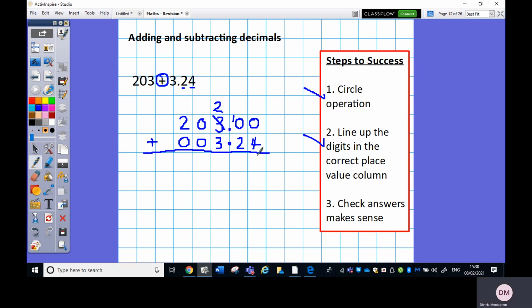Okay, can I take away from the hundredths? No, so again, I need to regroup. Great. 10 take away 4 equals 6. 9 take away 2 equals 7.